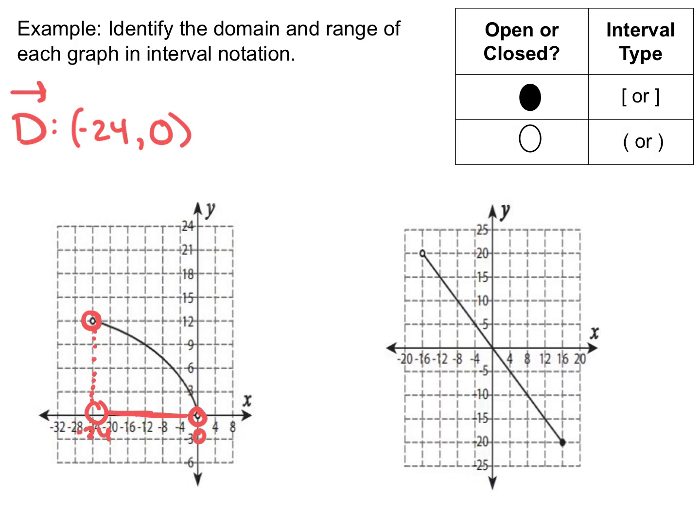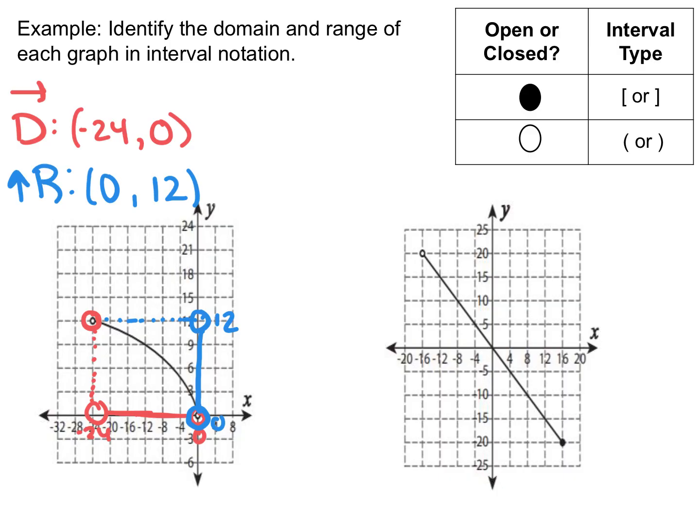For my range, I read from bottom to top. So the lowest possible point is right here, and it's obviously open at 0. The highest possible point is right here, which is again an open circle at 12. So my range is from 0 to 12, and since they're both open circles, I use parentheses.